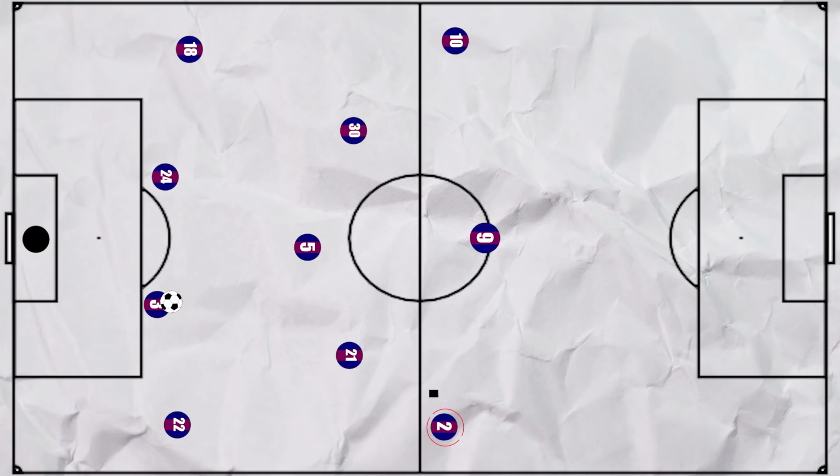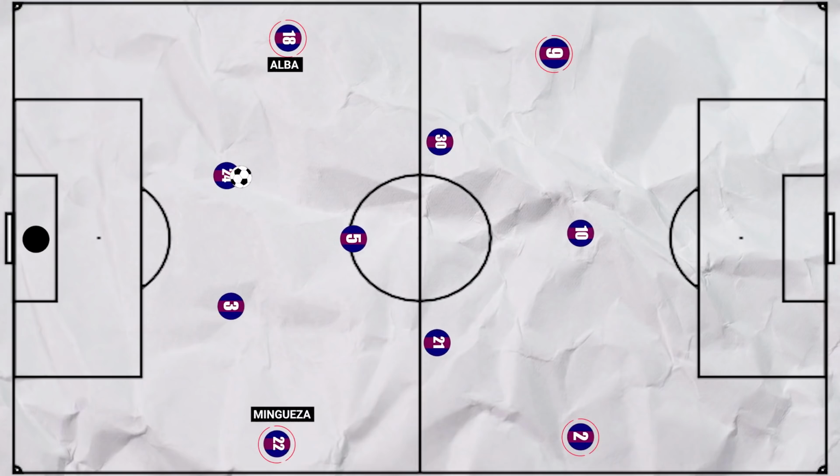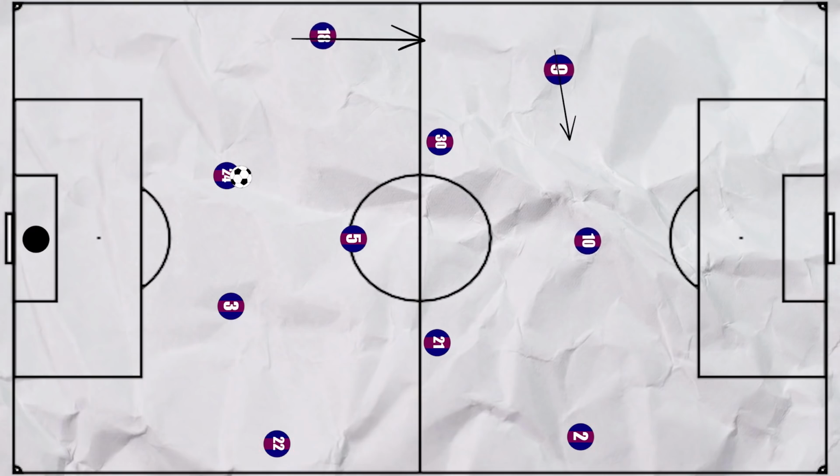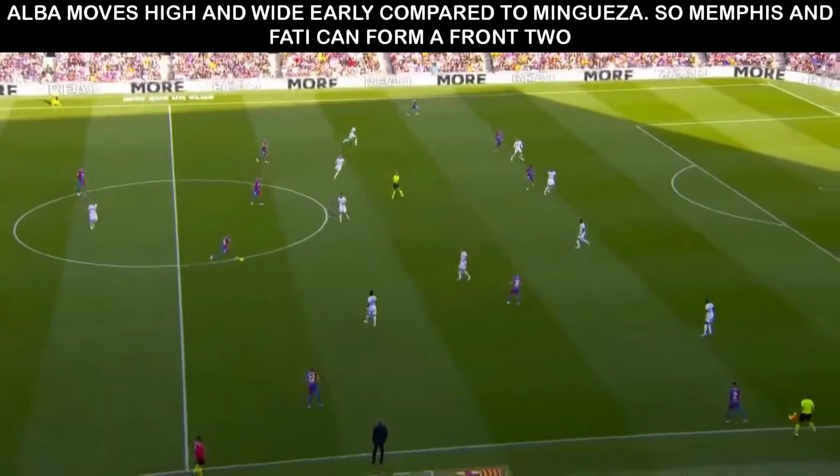When in possession, Barcelona were a more dedicated 4-3-3, with Dest as a definite right winger. And in the first half we saw the stark difference between having a dedicated fullback like Alba makes in comparison to Mengueza. Down the left, Alba could move high and wide early on in the attack, which would allow Memphis to come infield and operate in a centre-forward role alongside Fati, or even drop into the midfield.